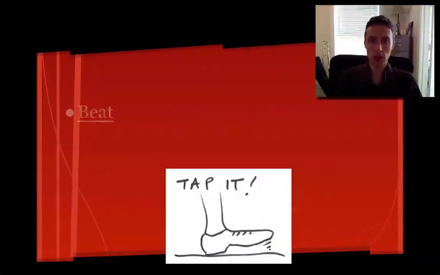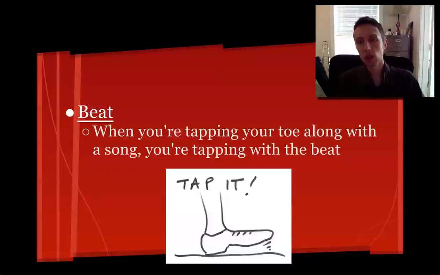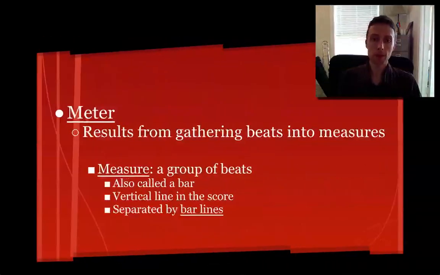So when you are tapping your foot along with the beat, or along with the music, you are tapping it to the beat. So it's that repetitive thing, 1, 2, 3, 4, that's just always going, that you're tapping your foot to. That's the beat. So rhythm, remember, is the organization of time in music, and the beat is that even pulse that keeps going.